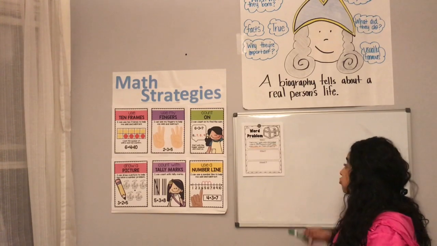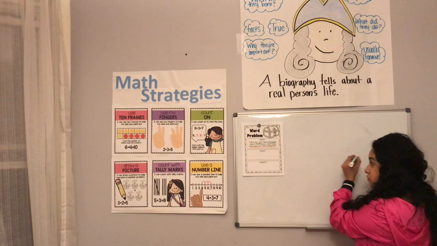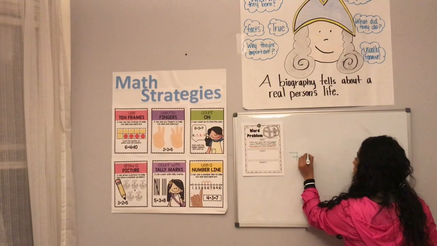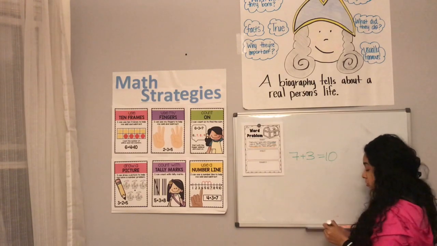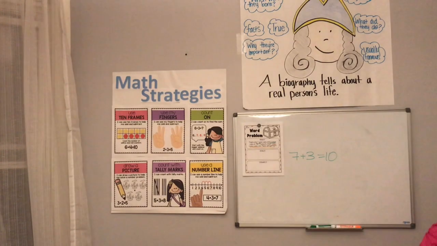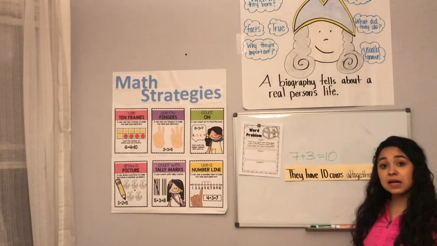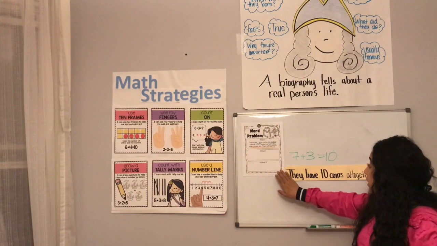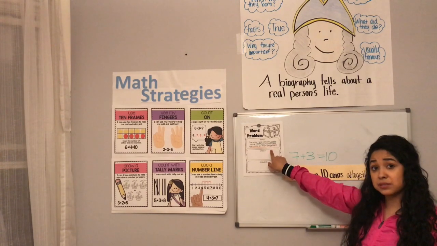So if I want to draw it, I can draw the number 7 and then counting on, or I can draw 7 plus 3 equals 10. And remember, for the answer portion, you need to make sure you have your whole sentence. So I would write, they have 10 coins all together. So you need to make sure that you answer in a full sentence, just like they asked you a question in a full sentence.